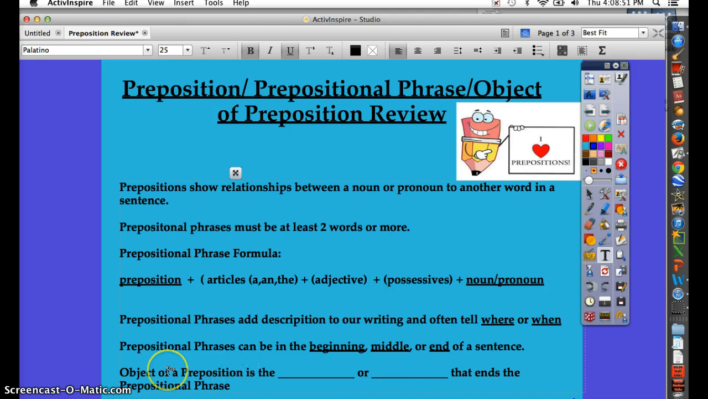Okay, and then the last concept is the object of a preposition is, as we saw in the formula, the noun or pronoun that ends the prepositional phrase, and it's pretty much the last word of that phrase as well. I'm going to add that on to the study guide on the review on the video. If you want to add this onto your study guide, you can. It will be the last word of the prepositional phrase.